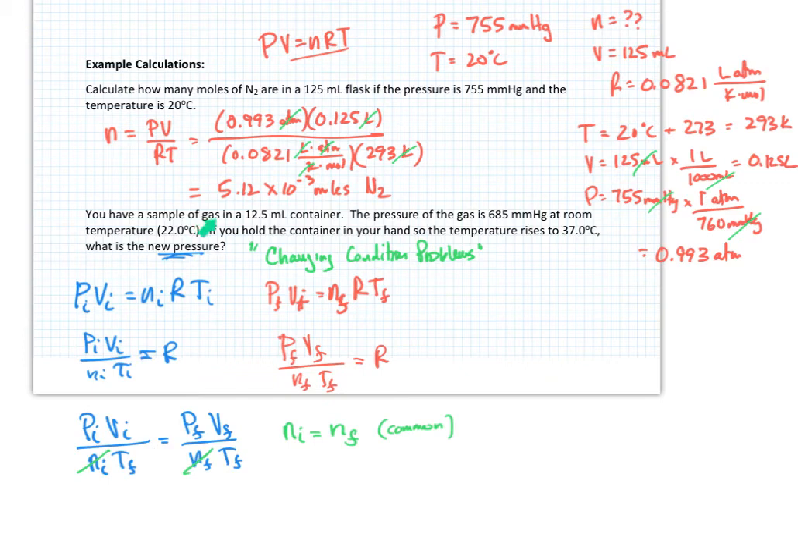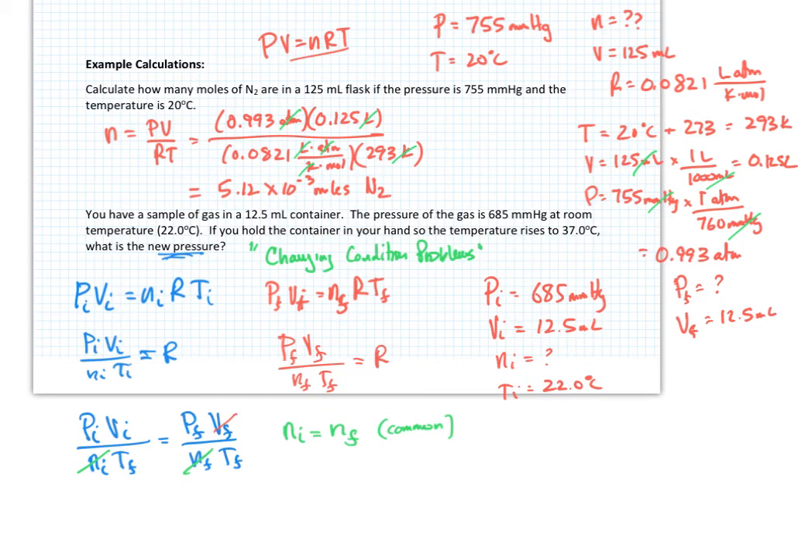In this one, do you notice we have a sample of gas in a container? Actually, we'll just start writing down what these are. So P initial is equal to 685 millimeters of mercury. V initial is equal to 12.5 milliliters. N initial, we don't know. T initial is equal to 22.0 degrees C. P final is equal to, we don't know, that's what we're trying to find. V final is actually the same thing, 12.5 milliliters.